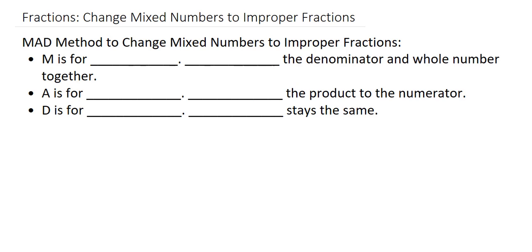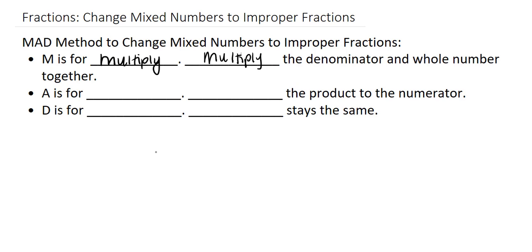Fractions. Change mixed numbers to improper fractions. We call it the MAD method to change mixed numbers to improper fractions. And the reason is we're going to break down MAD into M, which is going to be multiply, and then we're going to multiply the denominator and the whole number together.